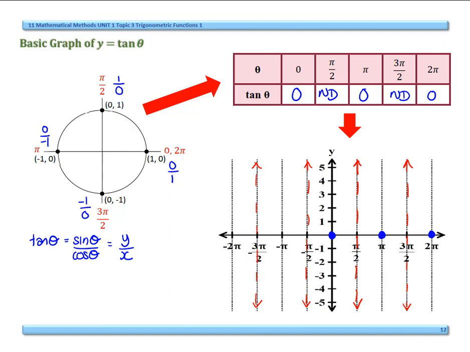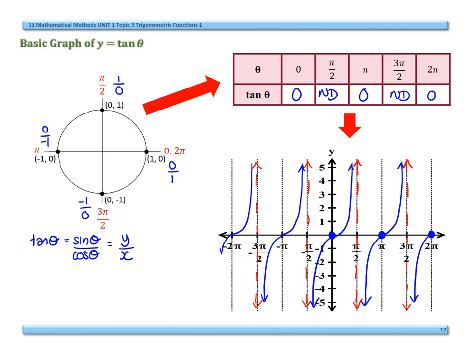Now, we really need to provide some more information, but the graph goes through like so. And it would keep going.